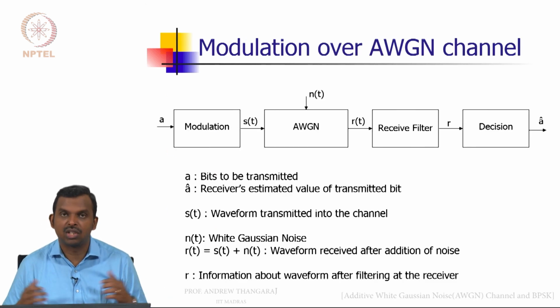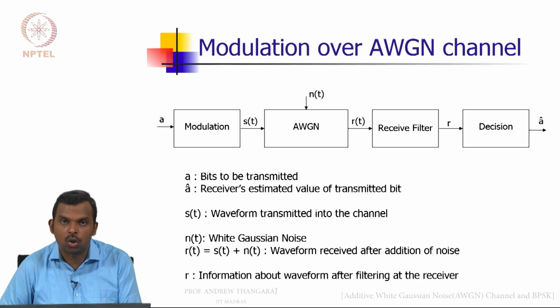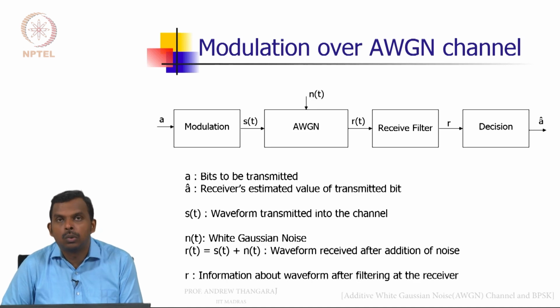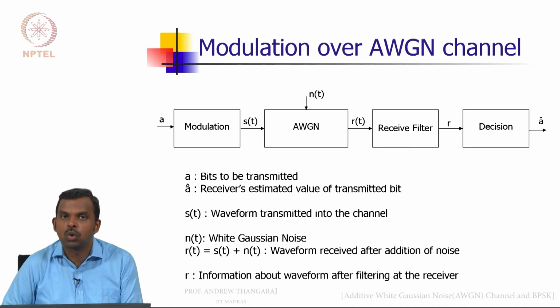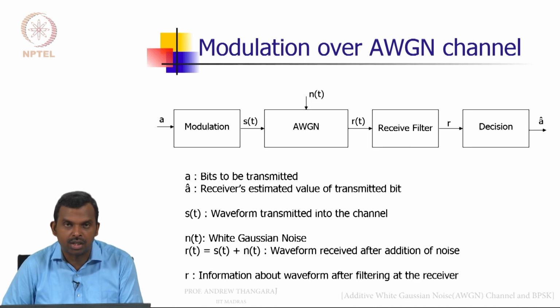This is a picture of what is called an AWGN channel, Additive White Gaussian Noise Channel, and the use of modulation over such a channel. We do not have the time in this course to go into details of how this picture comes about, but I will start with this as an assumption, and I will assume you have familiarity with digital communication to know what I am talking about.